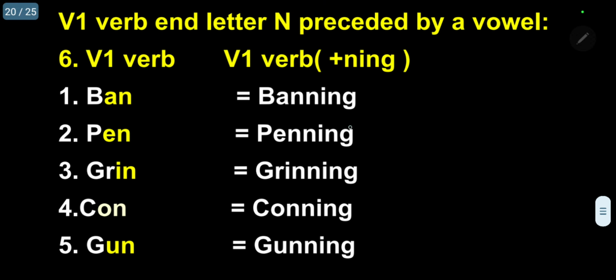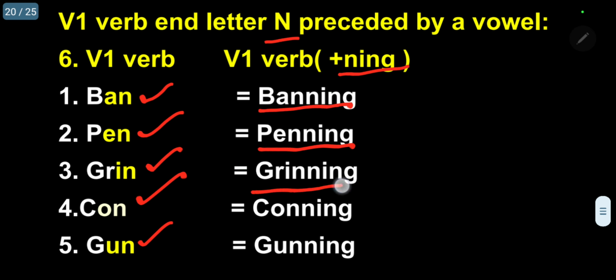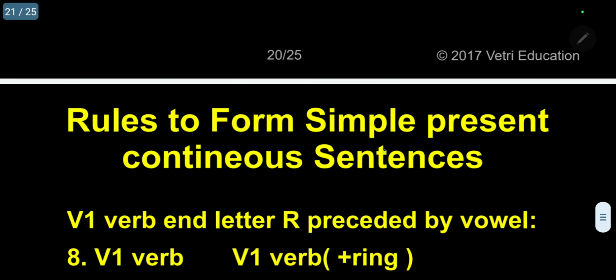The next letter is N. Now, the V1 verbs are ban, pen, grin, corn, gun. As usual, I am adding N and ing. Banning, penning, grinning, corning, gunning. See, in all the cases, we are adding the letter a second time. The next letter is R.